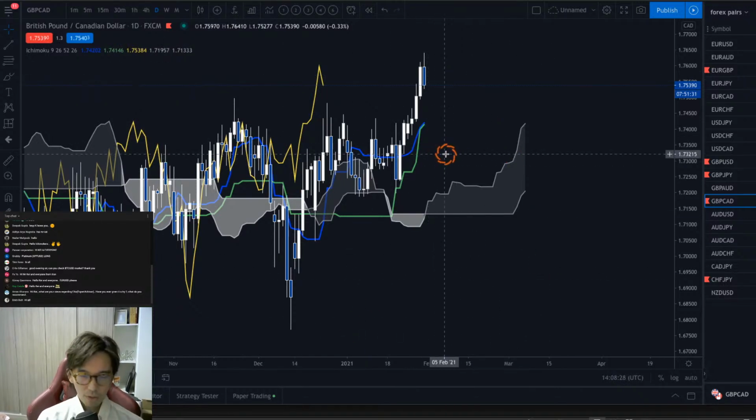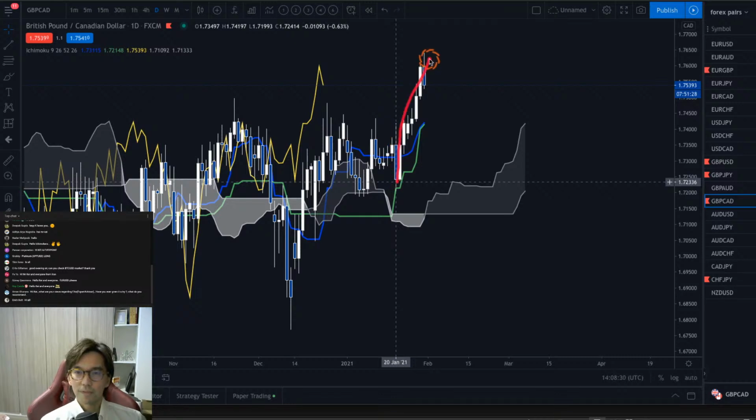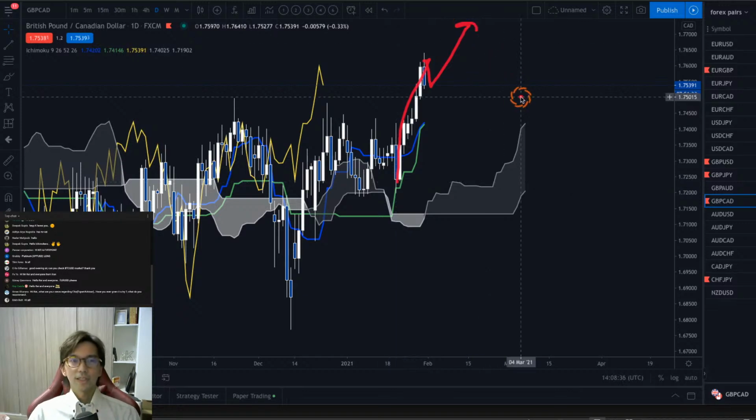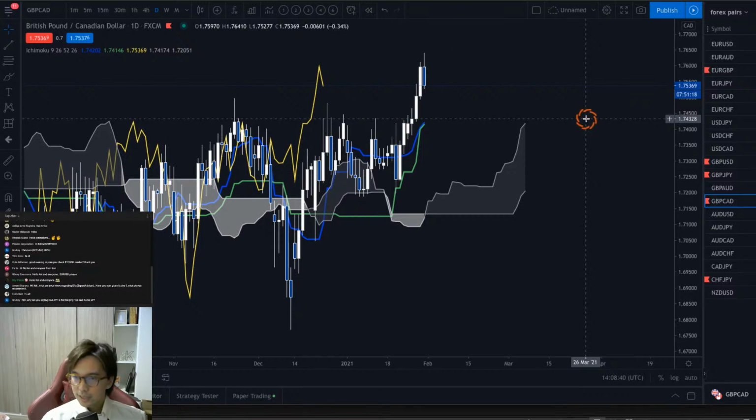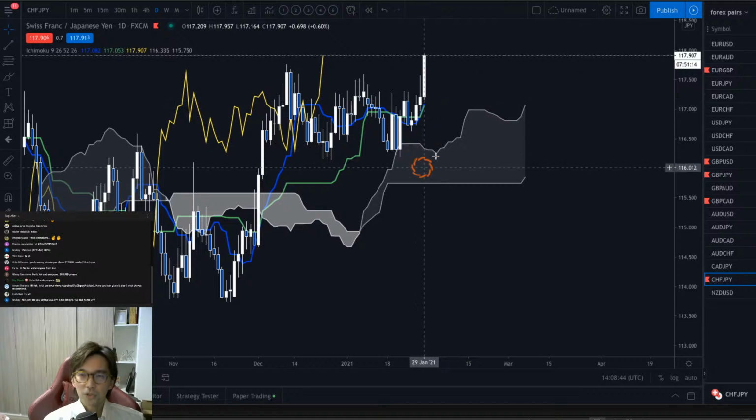So I expect the market goes up on this bullish wave. There's a retracement today, and the market continues to go up this way, is my expectation. So this one I'm looking for the buy chance also. And CHF JPY is also the uptrend.